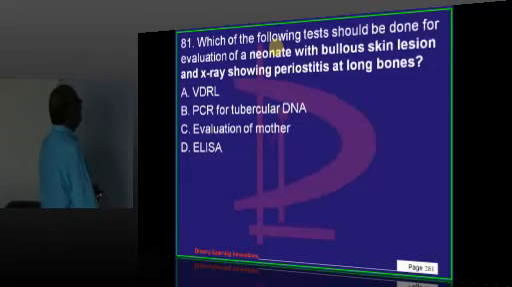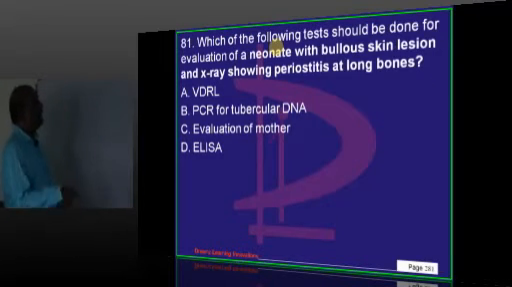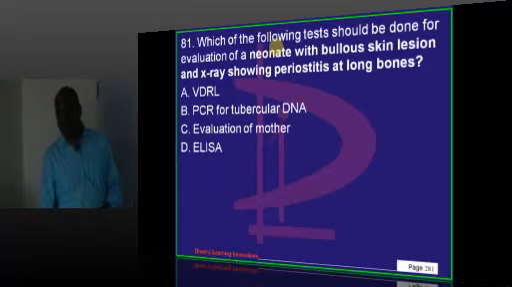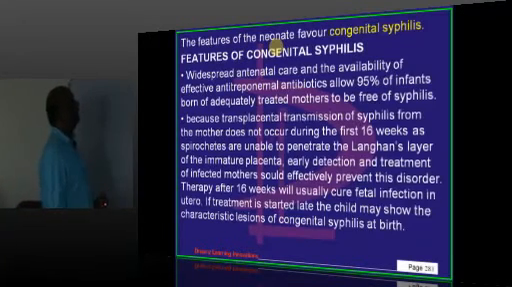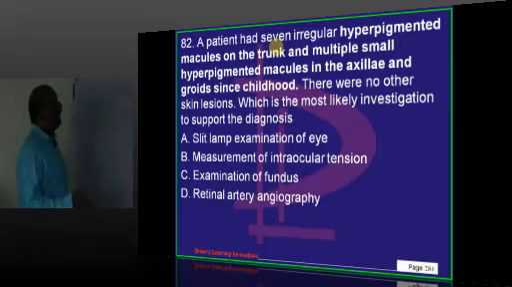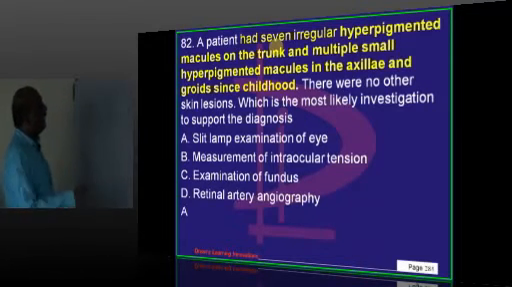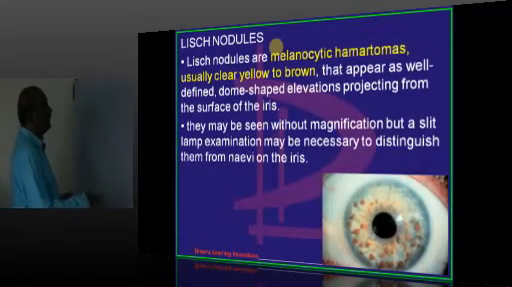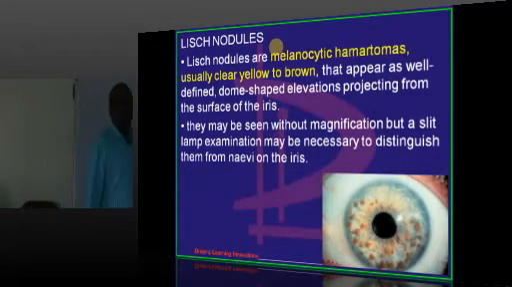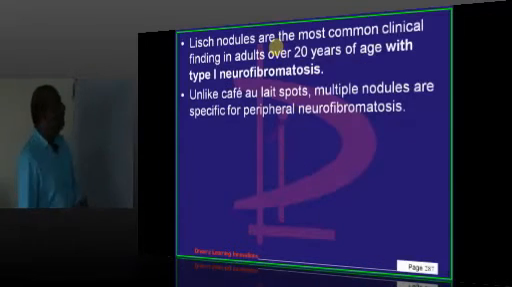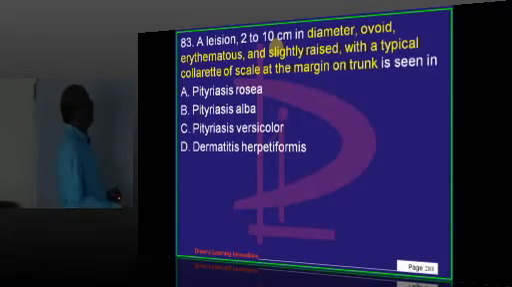Then neonate with bullous skin lesion with periostitis is music to the ear that it is syphilis. And for the syphilis, what will you do? VDRL. A patient has got a hyperpigmented macule on the trunk and multiple hyperpigmented macules in the axilla and groins since childhood. What is that neurocutaneous syndrome that comes to your mind, doctor? So Lisch nodules are the ones which you need to check for.